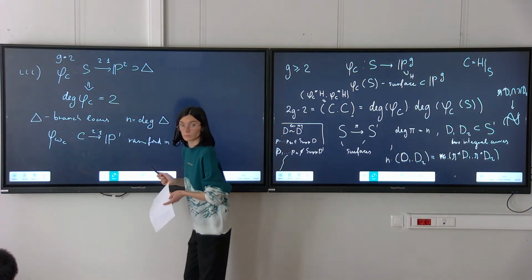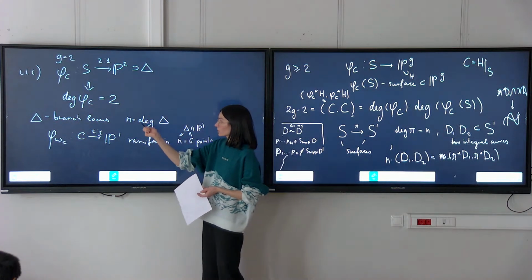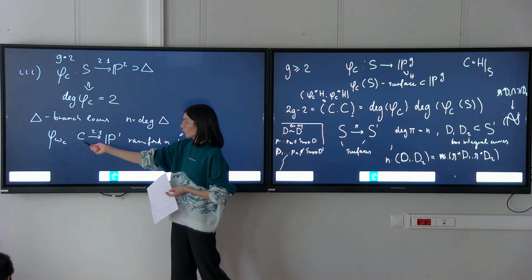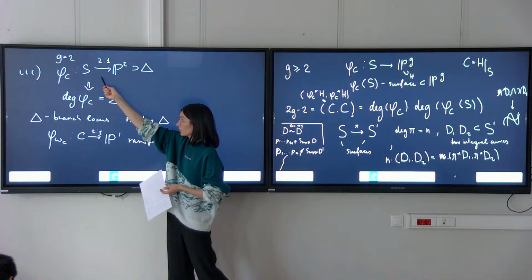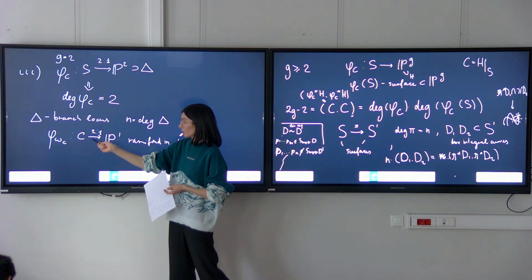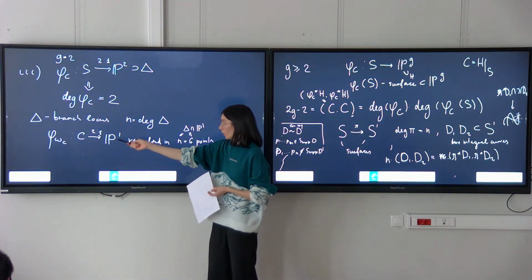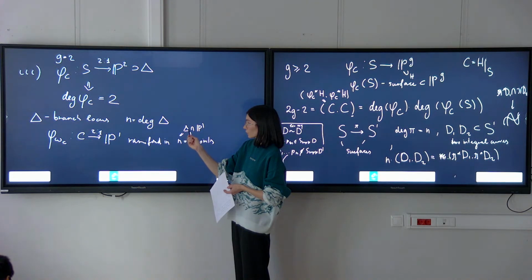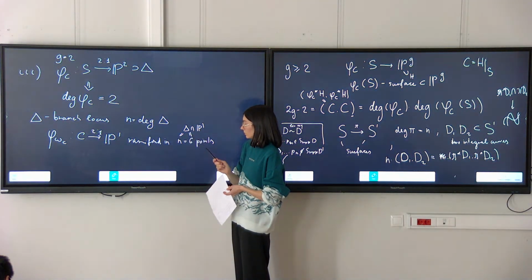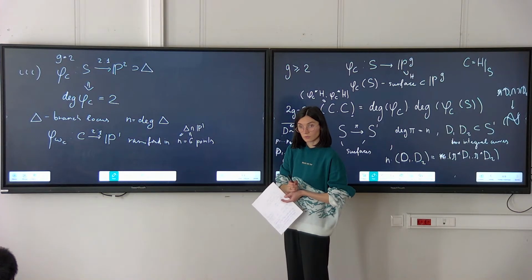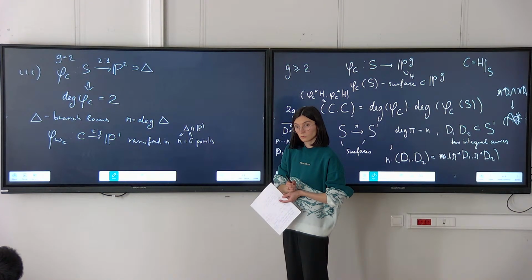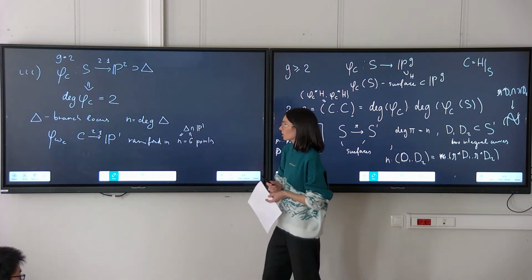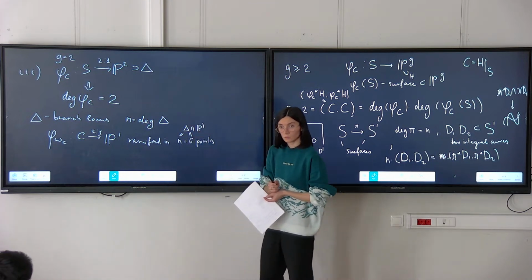Why is that? Suppose we have a branch locus, it has some degree. Then if we restrict the corresponding map to C, we will obtain a double covering of P1 ramified in exactly what points? In the points of intersection of... But what if this P1 is a conic? Why can this P1 not be a conic in the image? It is obvious, just because C is the pullback of a hyperplane.